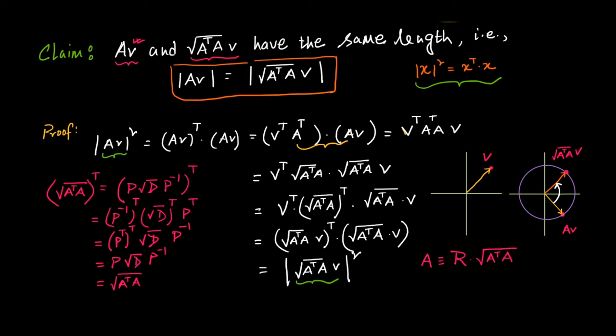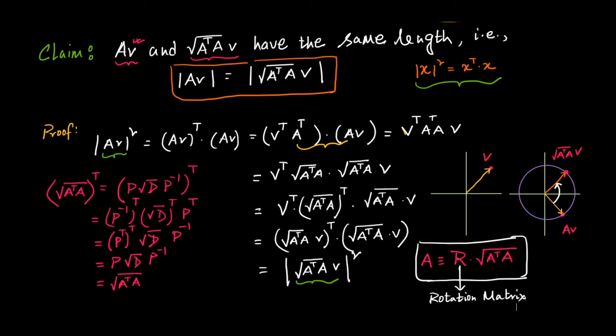Can I write this? We can visualize this AV and square root of A transpose A into V. The understanding is this vector AV is getting a rotation and is rotated to the vector square root of A transpose A into V. We can think that this A actually is equivalent to some rotation matrix into square root of A transpose A. So we can visualize A in this way.